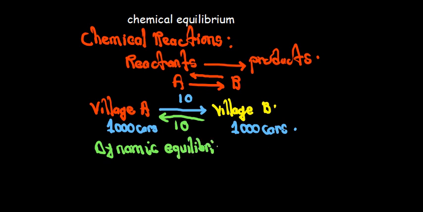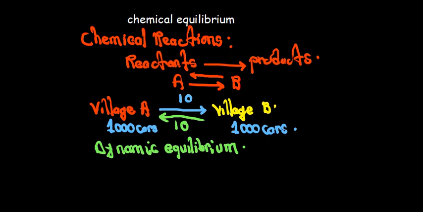So in dynamic equilibrium, you are able to see that the chemical reaction is taking place, but the concentrations of A and B are not changing. This is what we mean by dynamic equilibrium. You can now explain to somebody what it means when they say a chemical reaction is at equilibrium. It means that the rate of the forward reaction is equal to the rate of the backward reaction, or the reverse reaction. This is what we mean by chemical equilibrium.